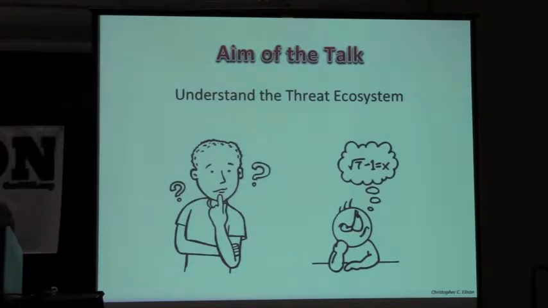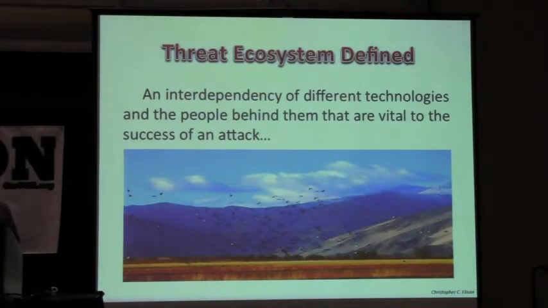So what's the aim of the talk? Usually I would put a long agenda, but I think it's much easier to just put there the aim of the talk, and that is to understand the threat ecosystem. So what is a threat ecosystem? The way I defined it, it's an interdependency of different technologies and the people behind them. So it's similar to a real ecosystem. There's a non-living component and also a living component, abiotic and biotic components. So it's almost similar to that one.